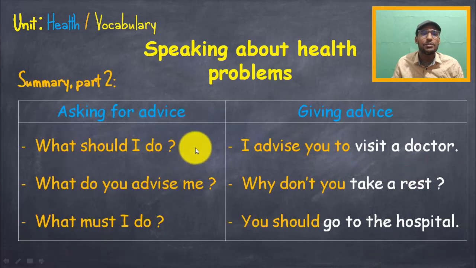Again, part two, to ask for advice, you can use any of these questions. What should I do? What do you advise me? What must I do? And in order to give your friend a piece of advice, you can use these expressions. I advise you to visit a doctor. Why don't you take rest? You should go to the hospital.